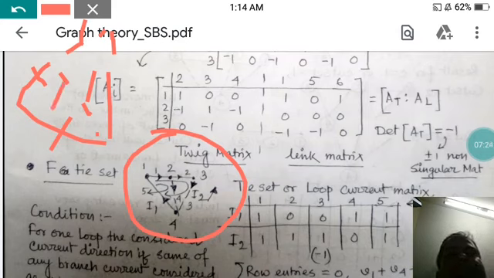Number 1 closed loop, number 2 closed loop. So for number 1 closed loop the current is I1, and for number 2 closed loop the current is I2. Okay, now accordingly to this we have to set the tie set matrix. So how can it be done?